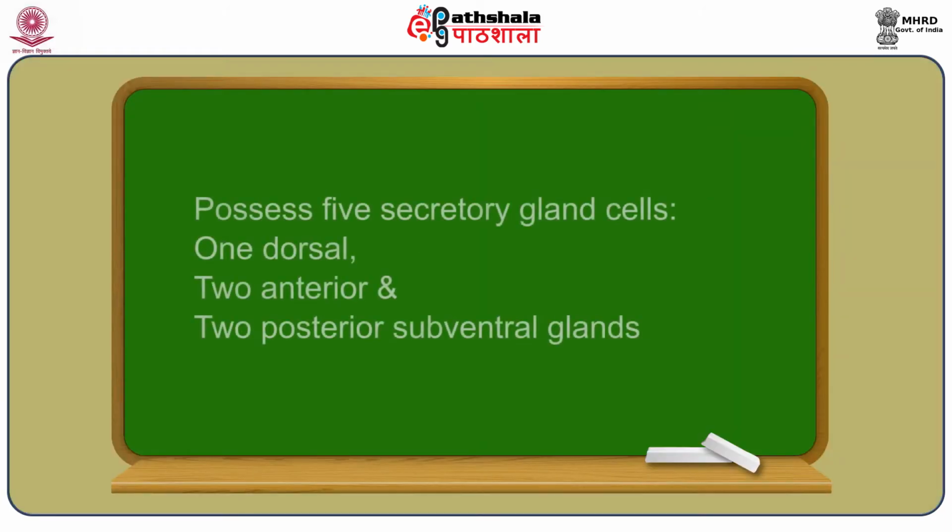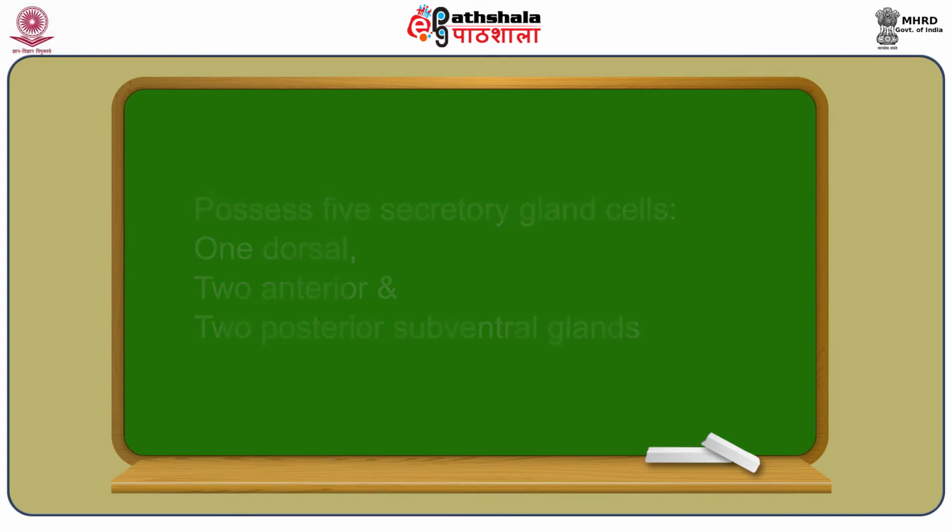All triplonchid plant parasitic nematodes are migratory ectoparasites on roots. The nematodes in this order possess 5 secretory glands, 1 dorsal, 2 anterior, and 2 posterior subventral glands, which end in the basal bulb of the pharynx. Their stylet, also called an onchiostyle, is a modified mural tooth.